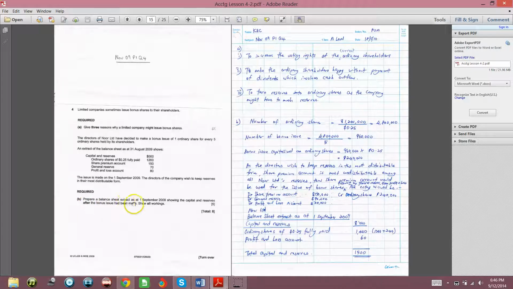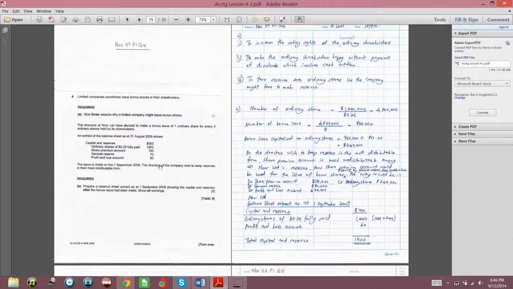Part B: prepare a balance sheet extract at 1 September showing the capital and reserves after the bonus issue has been made. After the bonus issue, the directors of Knorr Limited decided to make a bonus issue of 1 ordinary share for every 5 ordinary shares held by the shareholder. So this is my answer here. Knorr Limited balance sheet extract at 1 September 2009. Capital and reserves: ordinary shares of 25 cents fully paid.